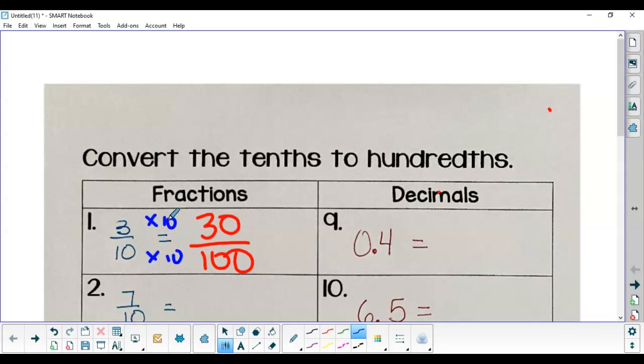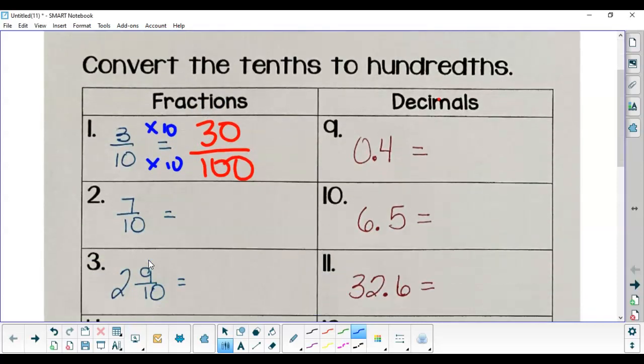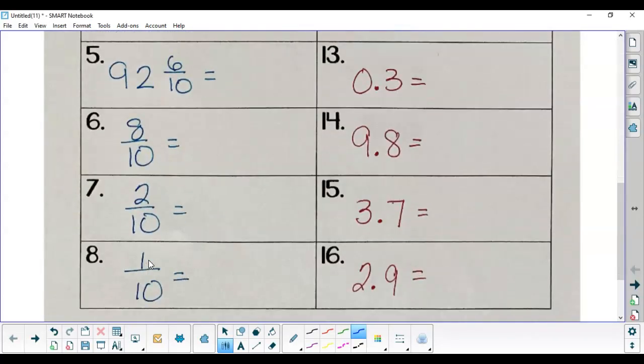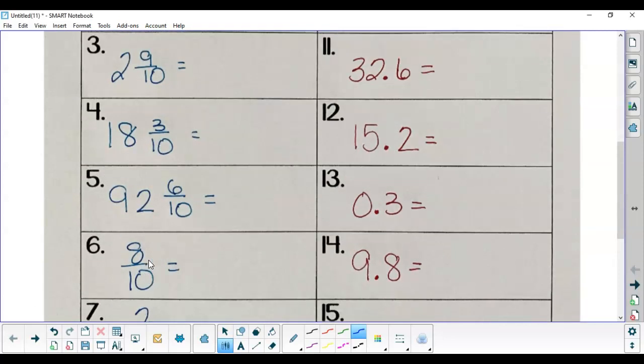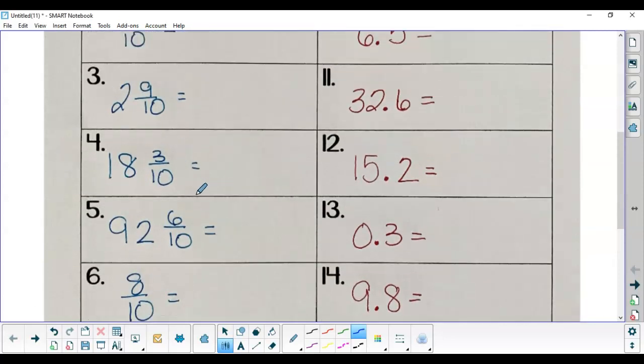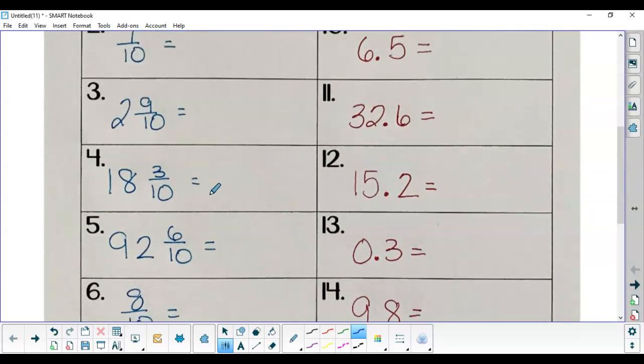So you're going to do the same thing for 1, 2, 3, 4, 5, 6, 7, and 8. And remember, if it's a mixed number, your equivalent fraction must also be a mixed number. So for number 3, 2 and 9 tenths is going to be 2 and 90 hundredths. You need to make sure you have your whole number. Okay, so that's what you're doing for the left side.